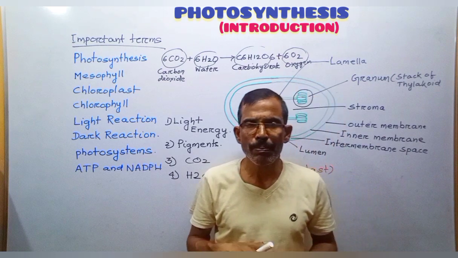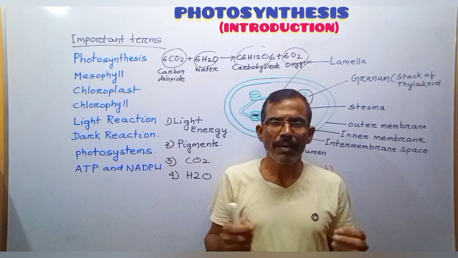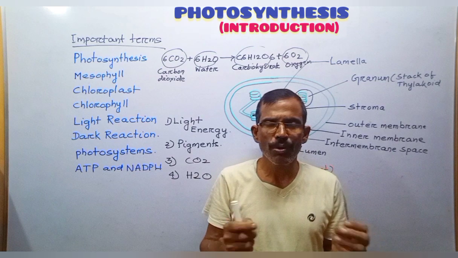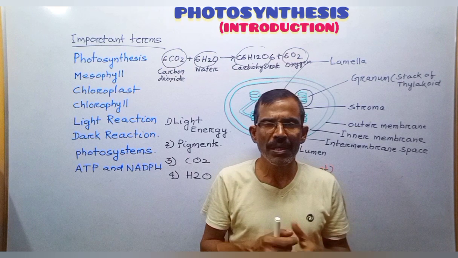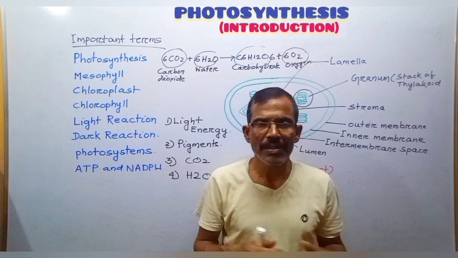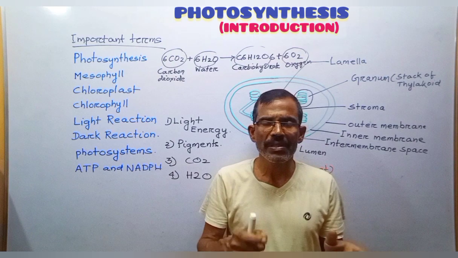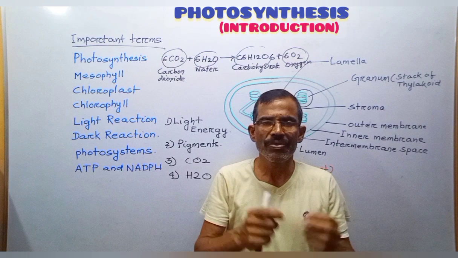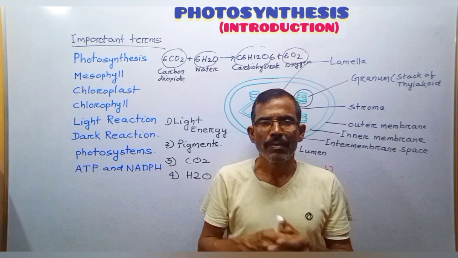Here there are some important points regarding photosynthesis. Photosynthesis is a complex biological oxidation reduction process in which water is oxidized to release molecular oxygen and carbon dioxide is reduced to carbohydrates. Photosynthesis is also known as carbon dioxide fixation because in this process carbon dioxide is fixed in the form of carbohydrates, mainly sugars.